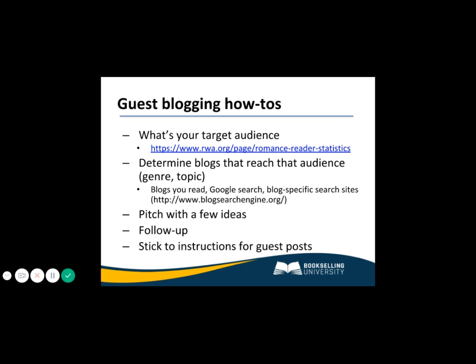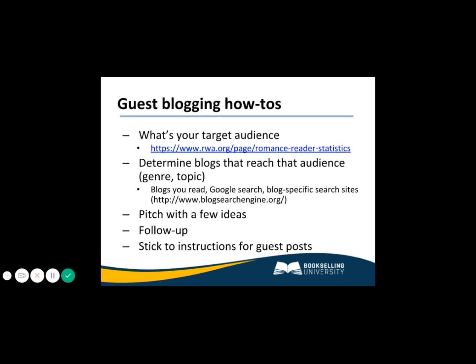So start there. Start with what you're already familiar with, and then expand outward from there. You can use Google searches, and that involves typing your genre and the word blogs into the search box, like romance novel blogs. It could be fitness book blogs or gluten-free cooking blogs. Think of your topic or your genre and the word blogs.